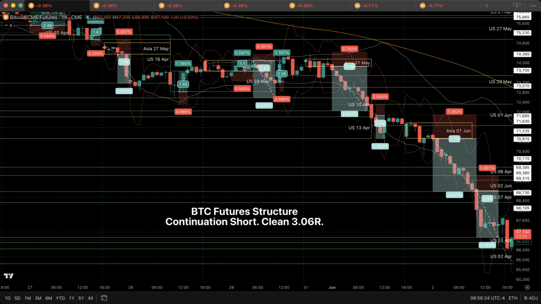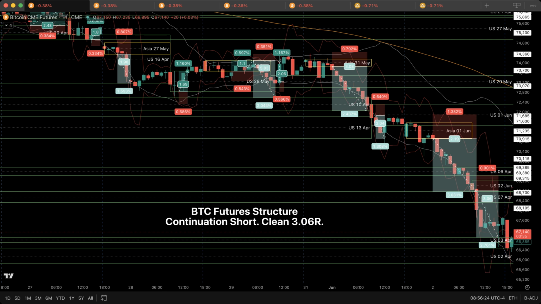Now, the session behavior. June 2nd U.S. forms between April 6th and April 7th memory. Price breaks below April 7th U.S. lower boundary. It continues toward April 3rd U.S. lower boundary. The active short entry is June 2nd U.S. lower boundary. The stop is April 6th U.S. lower boundary. The first target is April 3rd U.S. upper boundary. Risk-reward ratio, 3.06.